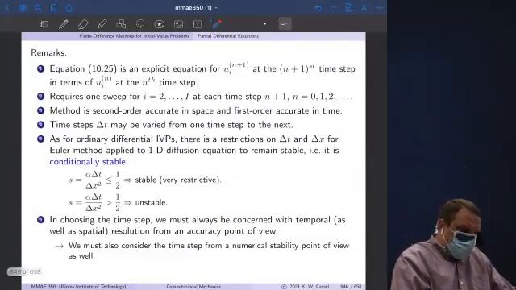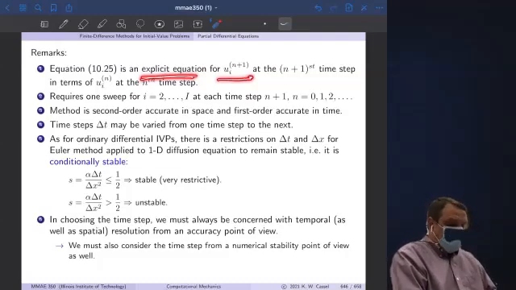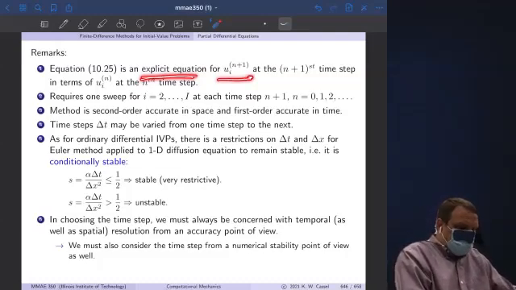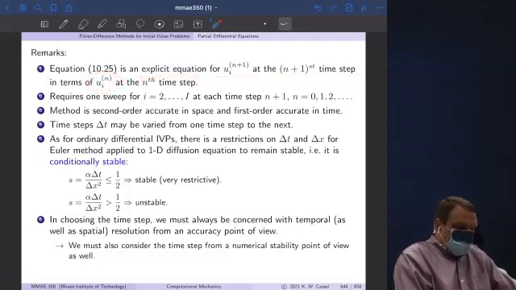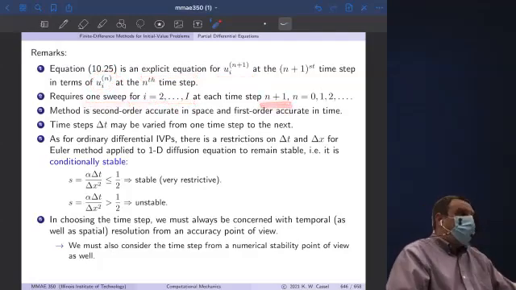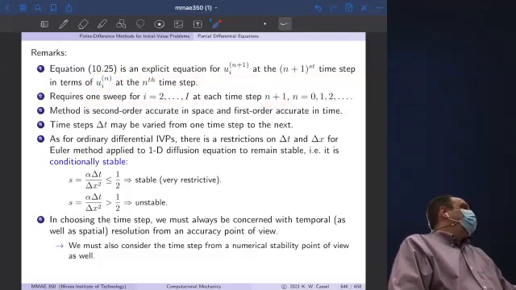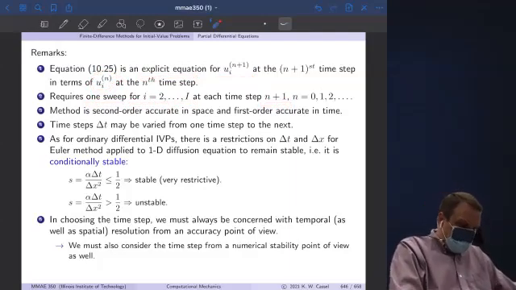A bunch of comments here. Notice we still have an explicit equation for U_i^(n+1). Yeah, there's a whole bunch of i's now, but it's still an explicit expression for those values of U_i^(n+1) based on what we know about the previous time step. So it's still an explicit method. As I just said, it does require us to sweep across our i values as we go to each time step. So it's capital I minus 1 times as much work as for the ODE case.